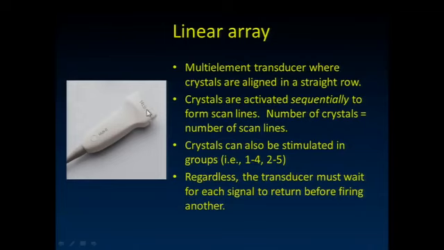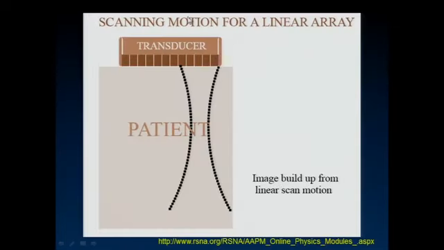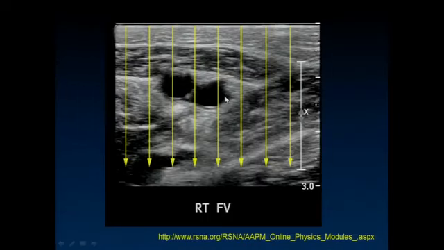Here are the linear array transducers. We use them a lot for musculoskeletal, a multi-element transducer array with crystals aligned in a straight row. They're activated sequentially to form scan lines. You can activate some of these in groups to get some sort of steering to the beam if you want. And here's that scanning motion for that linear array. Again, if you want, you can fire multiple elements in a way that they interfere constructively, so you get them focusing at a particular depth.